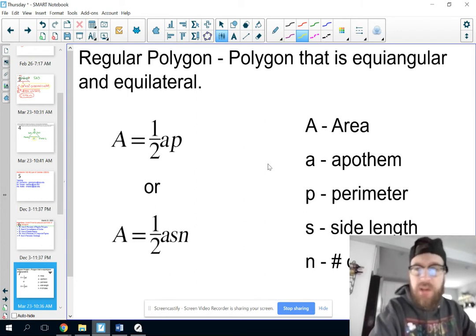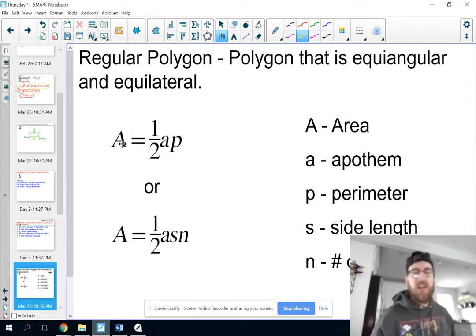A regular polygon is a polygon that is equiangular and equilateral, meaning all the angles inside are the same, and all the side lengths on the outside are the same. So kind of like an equilateral triangle, but we're talking any type of polygon, so any number of sides. So we've got two formulas for that case. You can pick and choose which one you want to do depending on what information you're given in the problem.